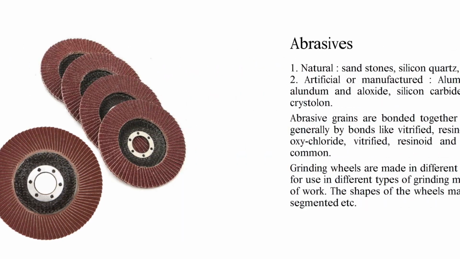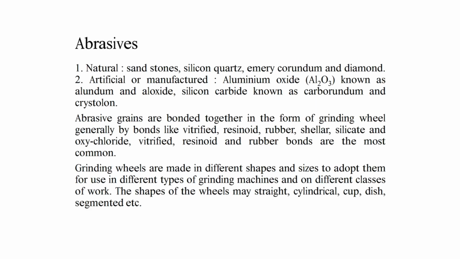Let's talk about abrasives. 1. Natural abrasives include sandstones, silicon quartz, emery corundum and diamond. 2. Artificial or manufactured abrasives include aluminium oxide, known as aluminium and aloxide, and silicon carbide, known as carborundum and crystolon. Abrasive grains are bonded together in the form of grinding wheel generally by bonds like vitrified, resinoid, rubber, shellac, silicate and oxychloride. Vitrified, resinoid and rubber bonds are the most common.